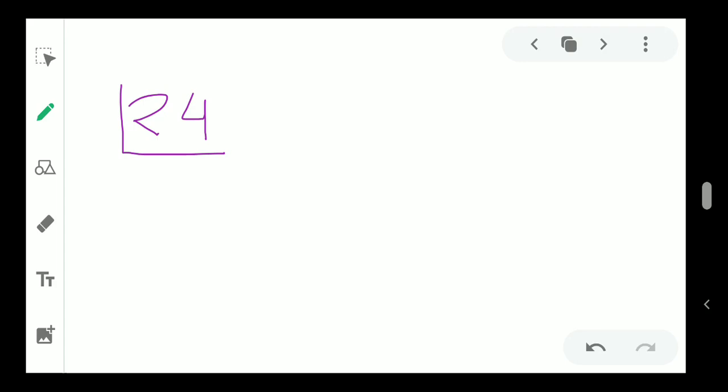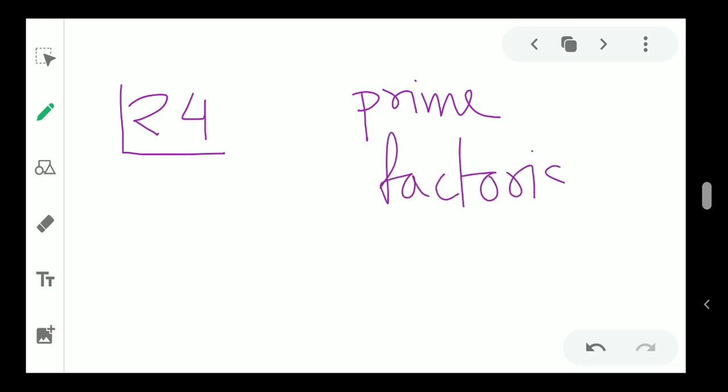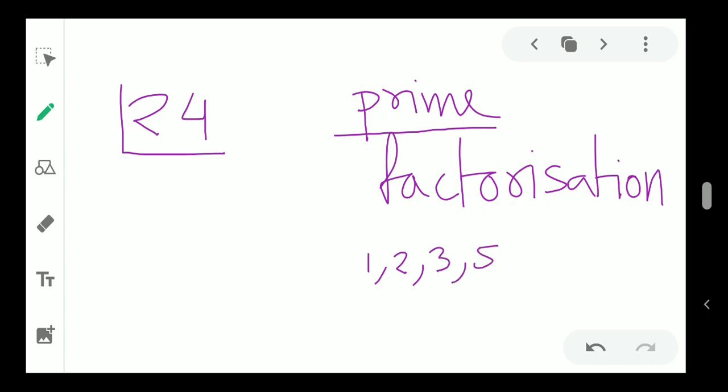What I am doing is called prime factorization. So what is prime factorization? Prime means I have to use only prime numbers to factorize. So we know that the prime numbers are as follows: 1, 2, 3, 5, 7, and then you have 11, 13, and so on. So basically my first try will be with these few numbers.